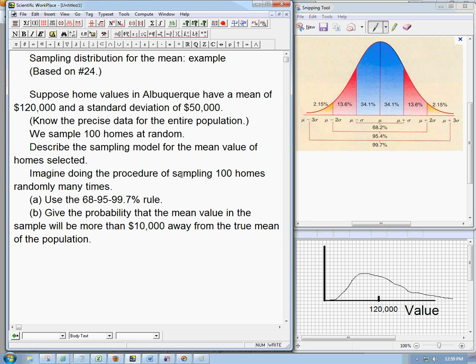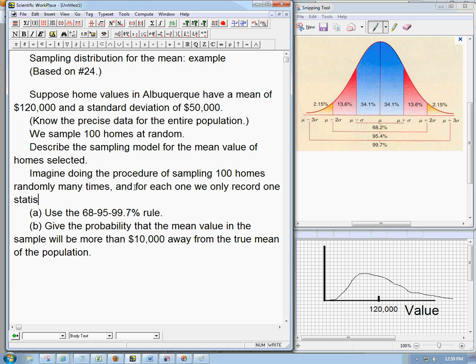We imagine doing the procedure of sampling 100 homes randomly many times, and for each one, we only record one piece of data, a statistic. One statistic that's a summary piece of data from a bunch of actual raw data, and that's the mean. And it just happens to be that that's the statistic we're interested in right now. We could record other things, proportions and standard deviations and all kinds of stuff. But the simplest place to start is the mean. That's where the central limit theorem applies.